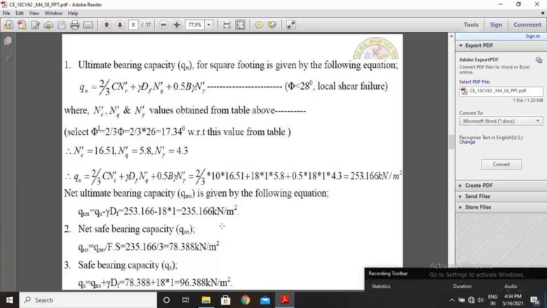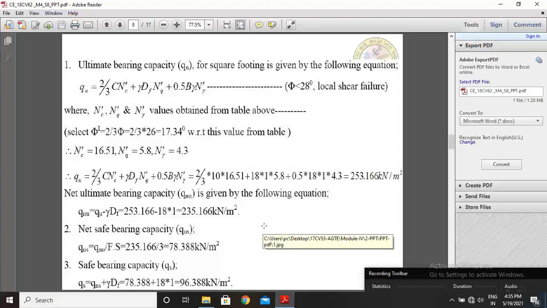Then net ultimate bearing capacity is given by the following equation. Net ultimate bearing capacity equal to ultimate bearing capacity minus overburden pressure, that is gamma into DF. Now substitute the values here. QU is 253.166 minus gamma is 18 into depth of the footing DF is 1. After calculation we are getting the answer 235.166 kilonewton per meter square.